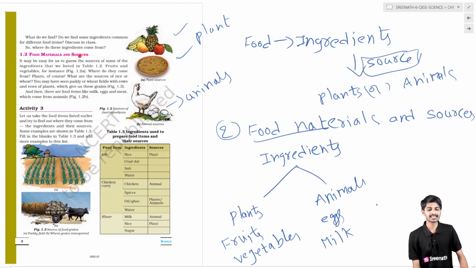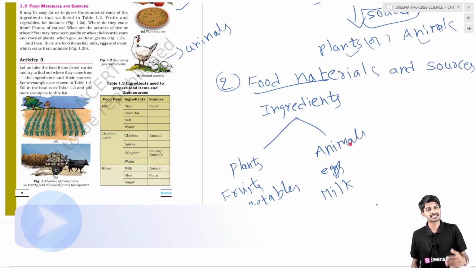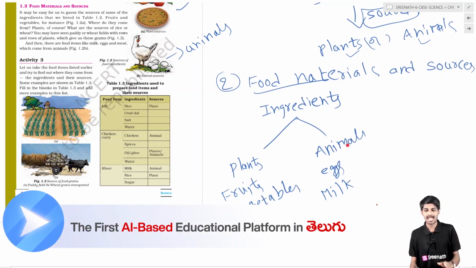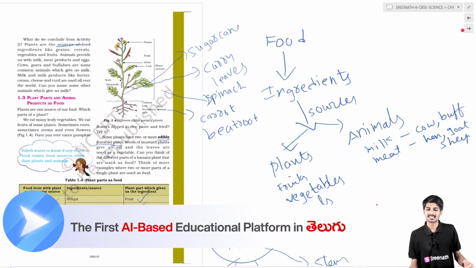Then food ingredients and sources. How are food ingredients coming? What is the source of food ingredients? The source of food ingredients is either plants or animals. We get fruits and vegetables from plants. We get eggs, milk, and meat from animals. So basically food ingredients come from plants and animals. That is the second topic.